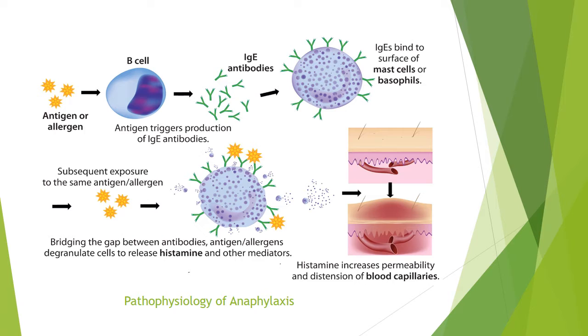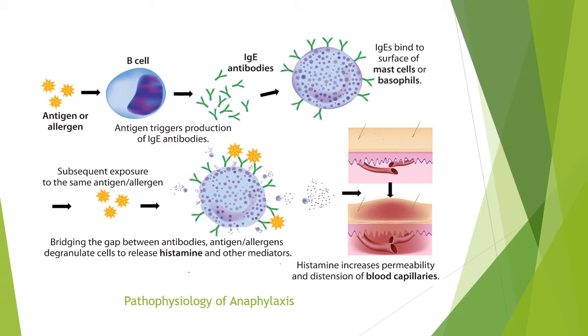So there is an exposure to antigen or allergen, and the B cell sees the antigen and triggers the production of IgE antibodies. The IgE antibodies go on to bind on the surface of mast cells or basophils, and subsequent exposure to the same harmless antigen or allergen, like pollen or hay fever, will cause a bridging between the antibodies on the mast cells or basophils. So this allergen will bind to the IgE on the mast cells or basophils, and the mast cells will degranulate to release the histamines and other mediators.